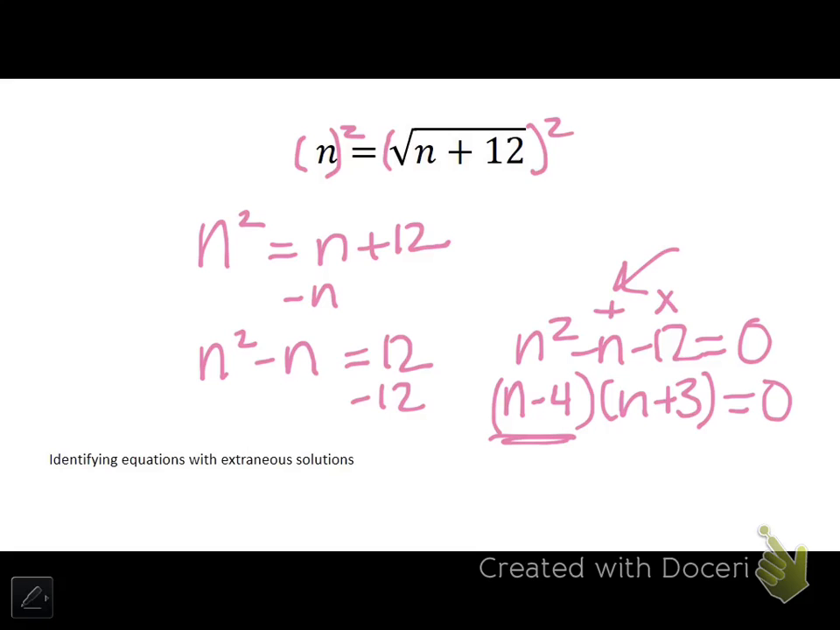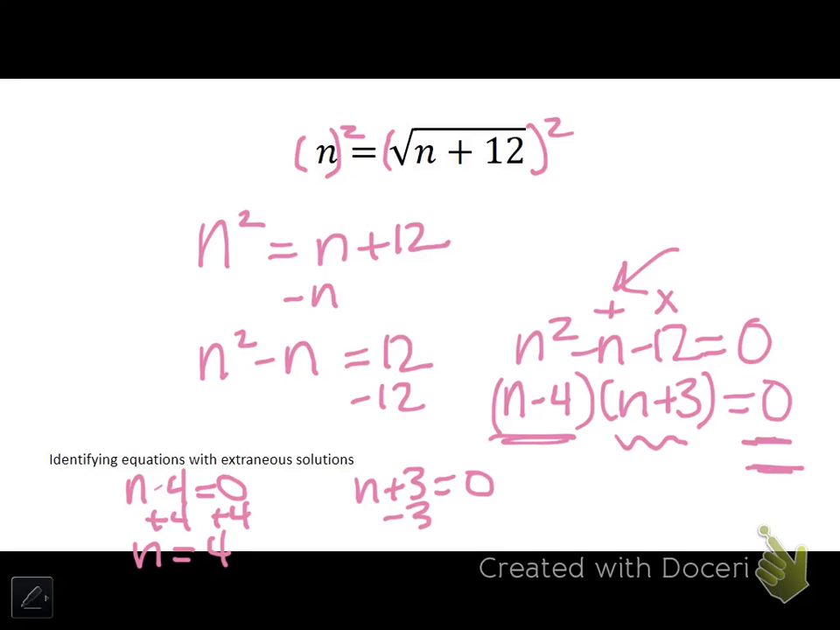I'm going to take this and set it equal to 0, and then I'm going to take this and set it equal to 0. Because technically, if I plug that in, it should work. So we're going to do n minus 4 equals 0, and n plus 3 equals 0. So add 4, so n equals 4. Subtract 3, n equals negative 3. Okay, now I have to plug them in and see which ones work.